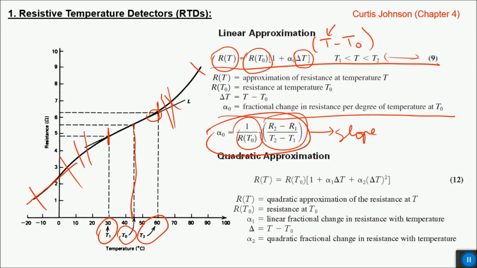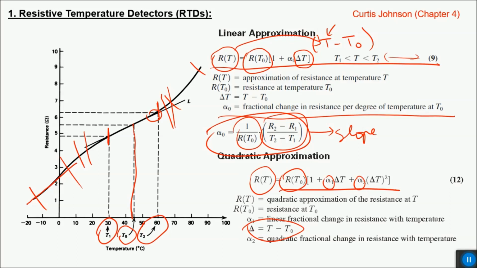And in case of quadratic approximation, the formula becomes a bit more complex than this one, where RT, the resistance at temperature T, is related to the actual temperature T by using this expression. So RT naught is again the resistance at the middle temperature. Alpha 1 is the linear fractional change in resistance with temperature, and alpha 2 is the quadratic fractional change in resistance with temperature, where delta T is T minus T naught, and the rest of the equation is similar.